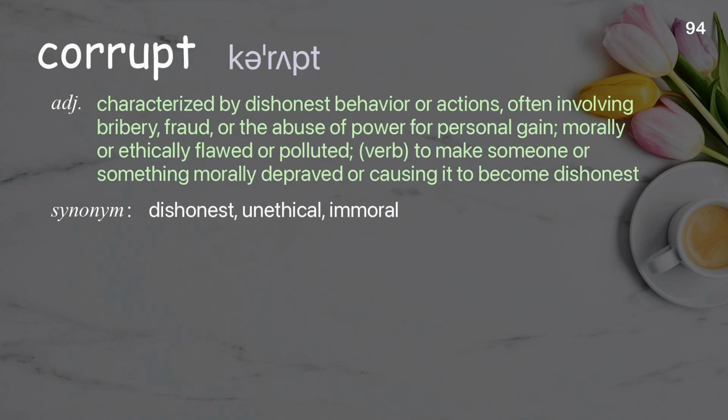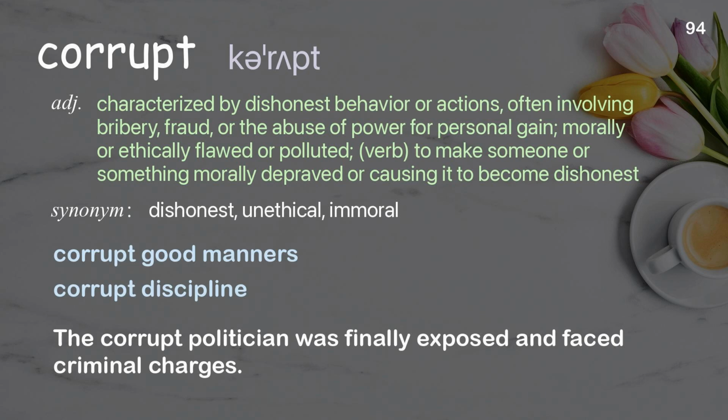Corrupt. Characterized by dishonest behavior or actions, often involving bribery, fraud, or the abuse of power for personal gain, morally or ethically flawed or polluted. Verb: to make someone or something morally depraved or causing it to become dishonest. Examples: Corrupt good manners. Corrupt discipline. The corrupt politician was finally exposed and faced criminal charges.